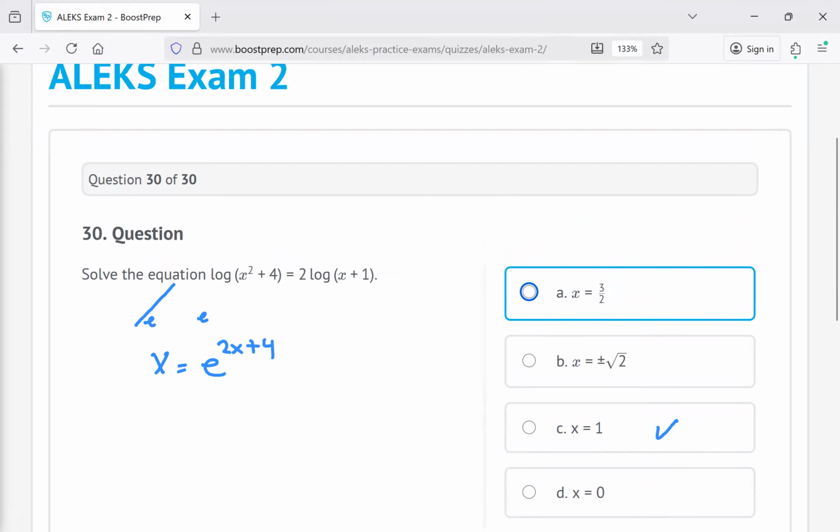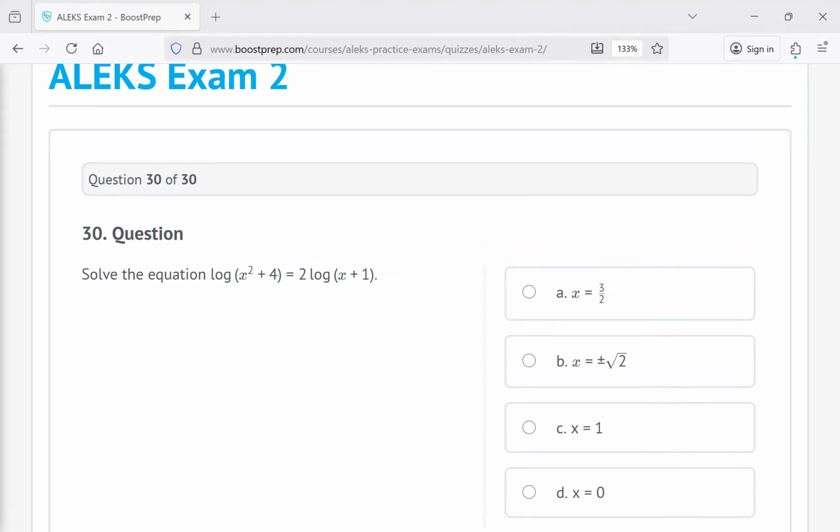Okay, this one. Solve the equation. We have log of x squared plus 4 equals 2 log of x plus 1. So I notice they both have a log. That's good. You can eliminate the logs and then bring down. But before I do that, I have to simplify the right side. We have 2 log of x plus 1. Well, what happens when you have a number in front of the log or ln? When you expand it, that becomes a power. So this can be written as log of x plus 1 squared. And then on the left, it's log of x squared plus 4, right?